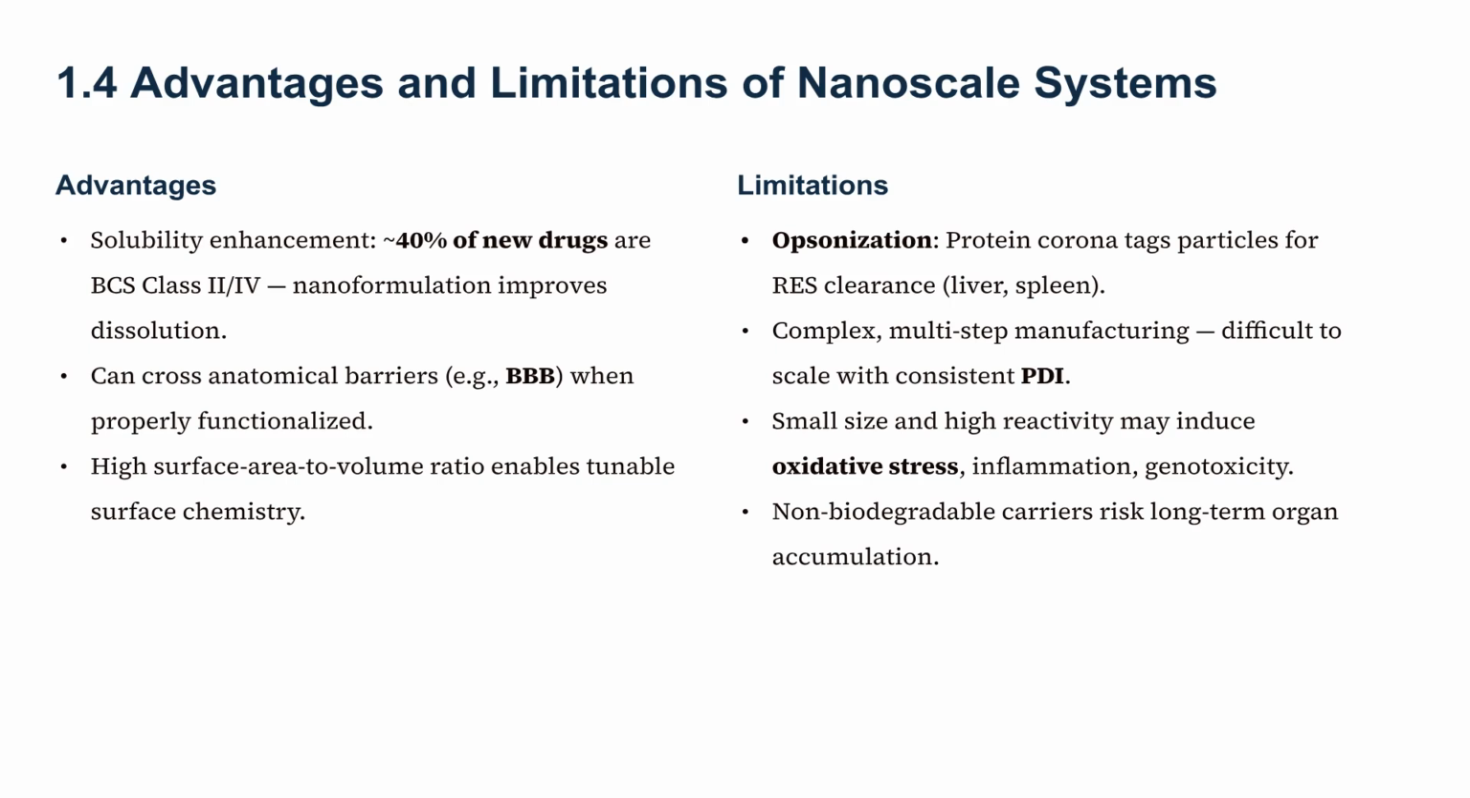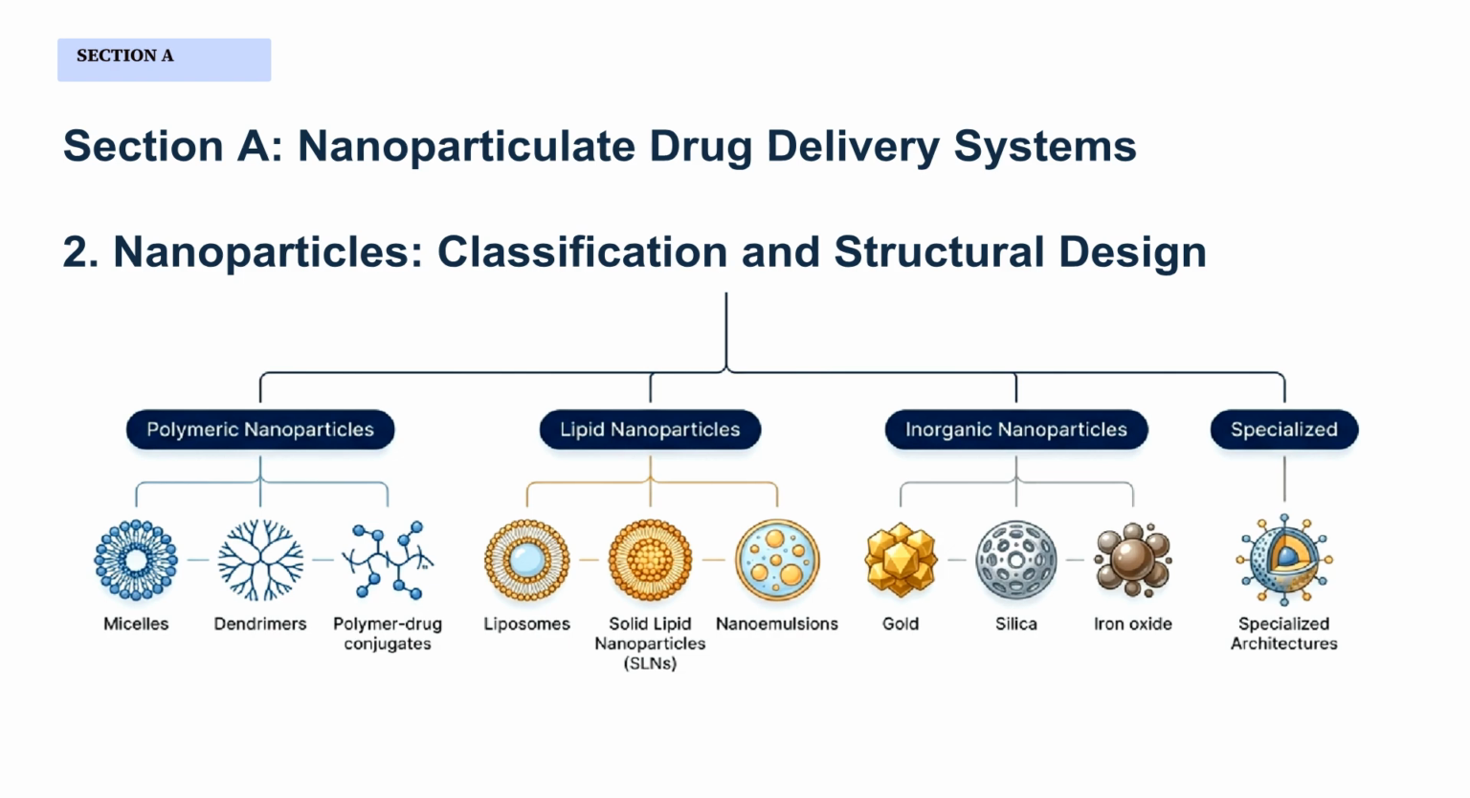Scaling up manufacturing is highly complex, and their tiny size means they can trigger unwanted immune responses or accumulate in organs like the liver. To fully understand nanoparticulate drug delivery, we classify these microscopic carriers into four main structural categories.